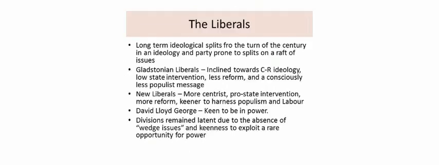So the Liberals have always been ideologically split. Even before the New Liberals, Gladstonians were split over imperialism and so on. That's just the Liberal way. If you remember, we have the Gladstonians, who are centre-right, laissez-faire, low state intervention, low reform, and far less populist. They almost disdain giving cheap stuff to the people as a circus act. Whereas the New Liberals are centrists, more state intervention, more reform, keen to harness populism and labour. Gladstonianism is manifested in Asquith, although he errs on the side of New Liberalism, but he's temperamentally Gladstonian, and David Lloyd George is a New Liberal.